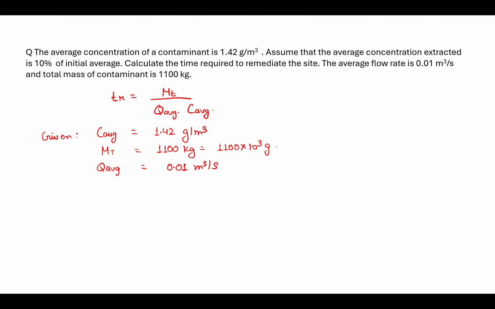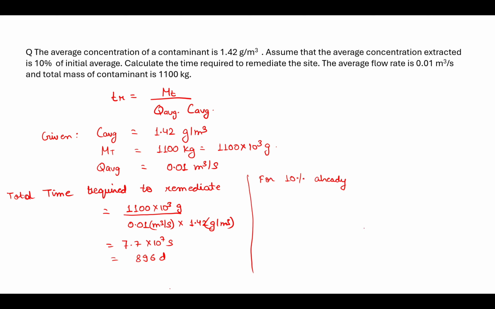So let's see what is the correct answer. The time required to remediate the site will be the total mass of the contaminant, 1100 into 10 raised to 3 grams, divided by the flow rate, 0.01 meter cube per second, and the average concentration of the contaminant, 1.42 gram per meter cube.